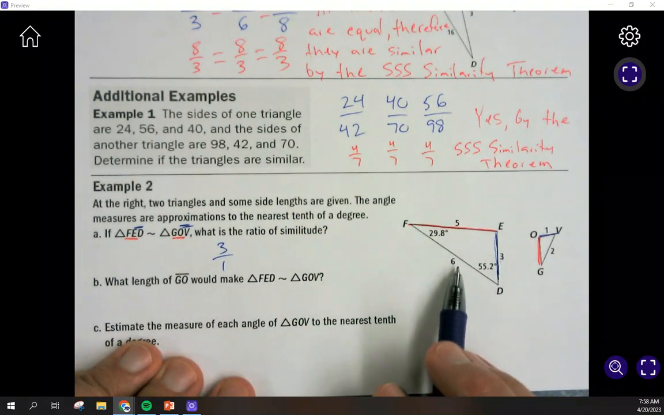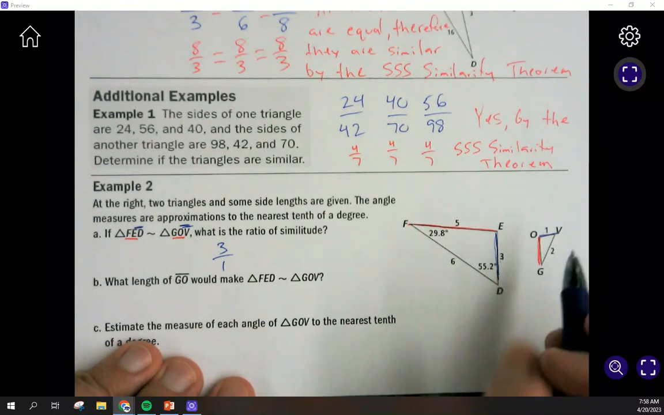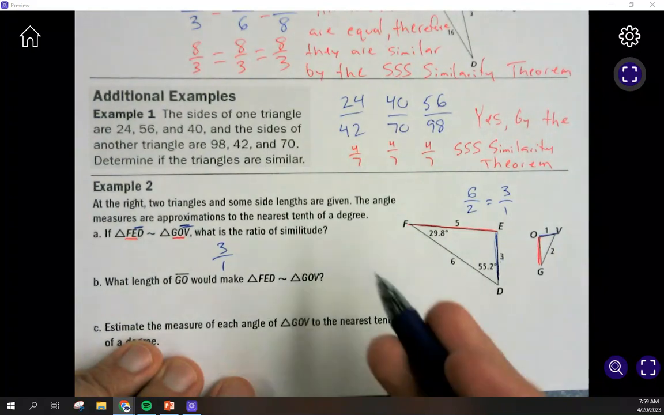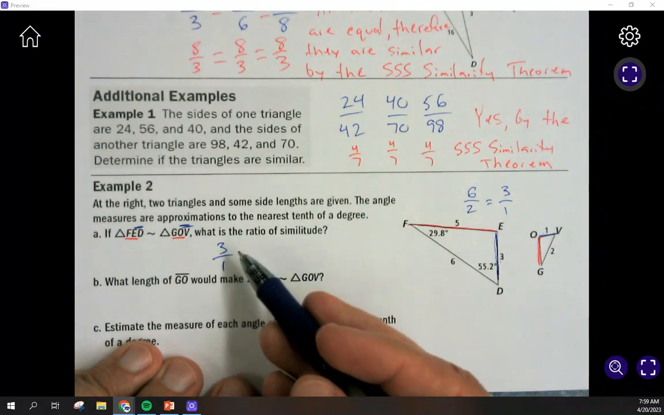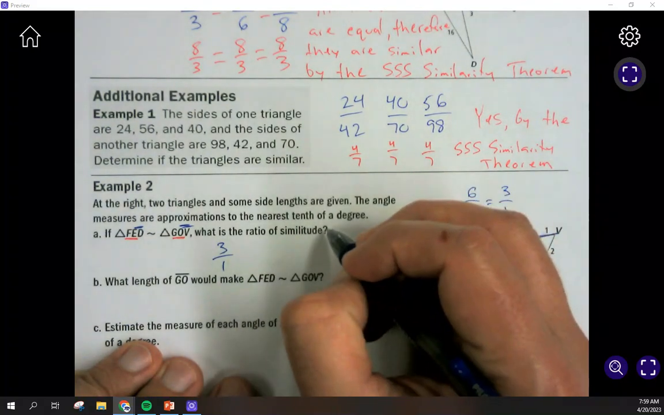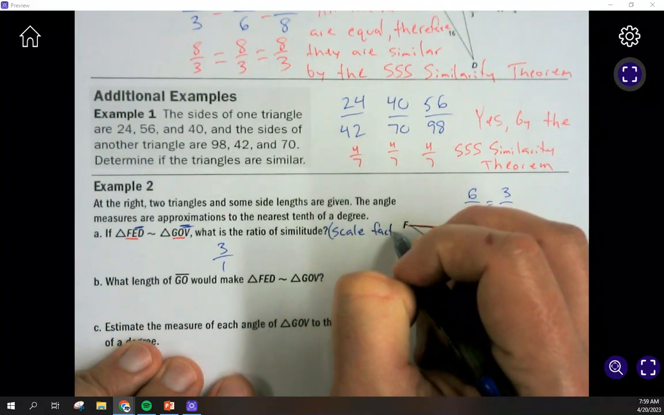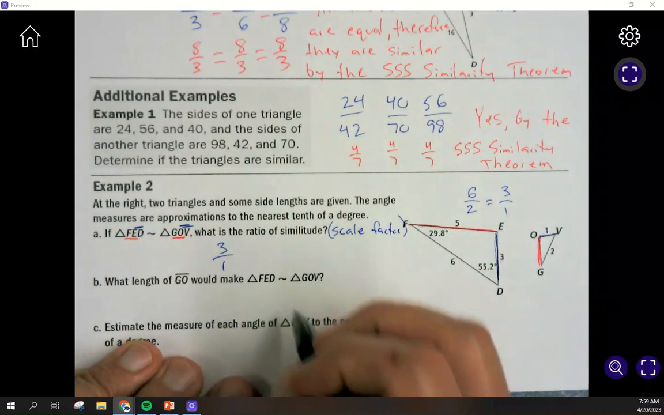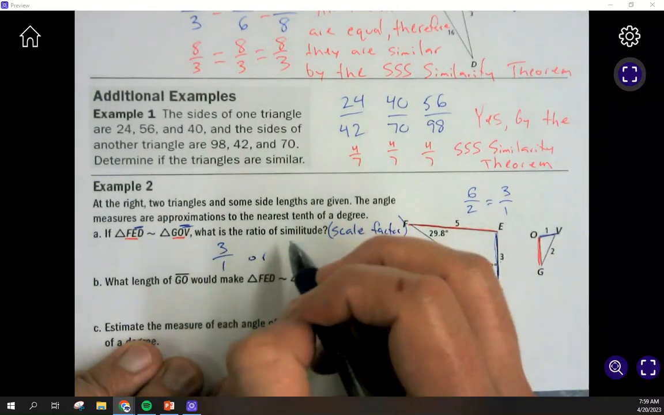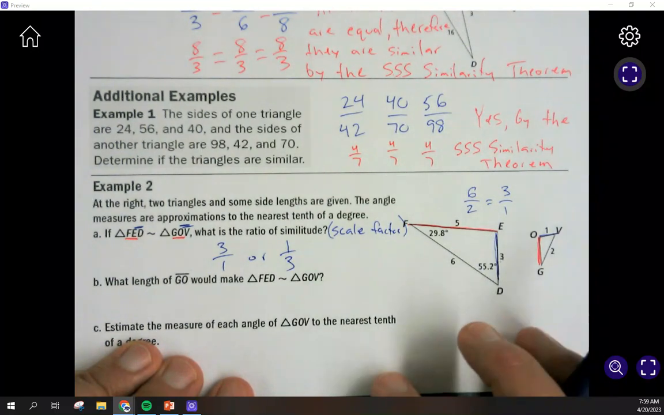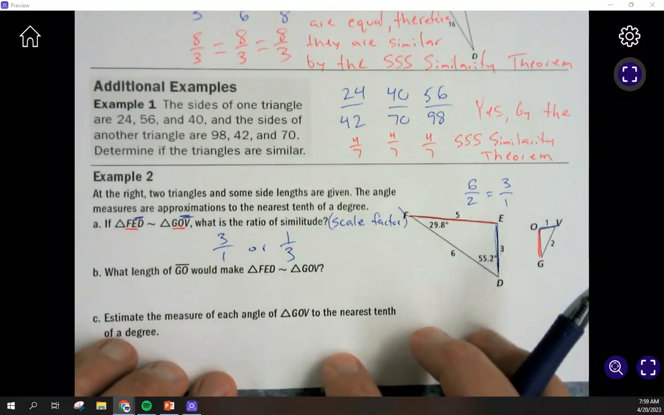Now, you could also match up the other ones, 6-to-2. Right, 6 over 2 is going to simplify to 3 over 1. So if these are similar, the ratio of similitude or the scale factor, remember that's the same thing, is 3-to-1. Or if you're going the other direction, you flip it, it's 1-to-3. 2 over 6 would simplify to 1 over 3. All right, so there's our scale factor.